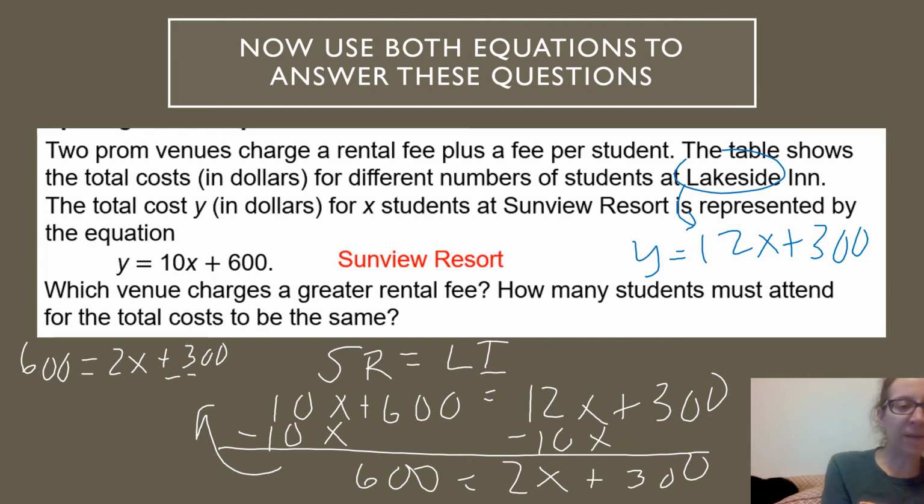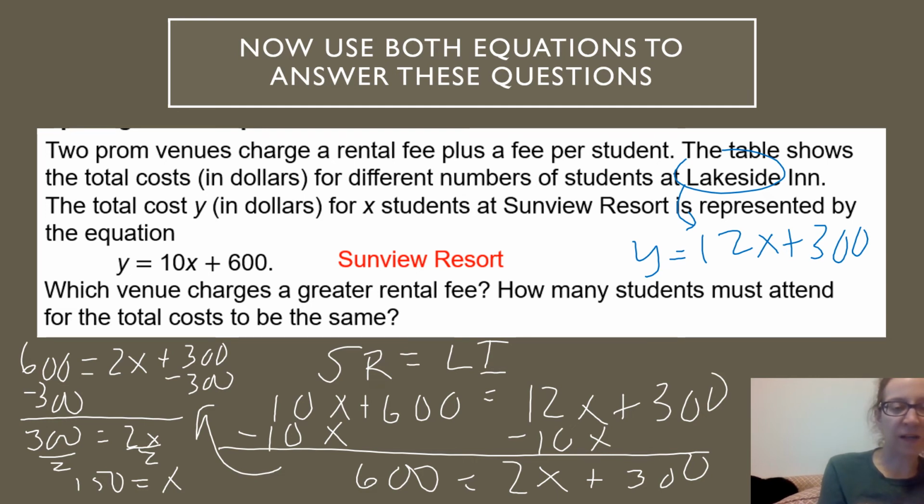Okay. And then I'm going to subtract the 300 from both sides. And so 600 minus 300 is 300 equals 2 times x. Divide both sides by 2. And we get 150 is equal to x. And so how many students? Oh, that looks like an 8. My 5 got a little messed up there.